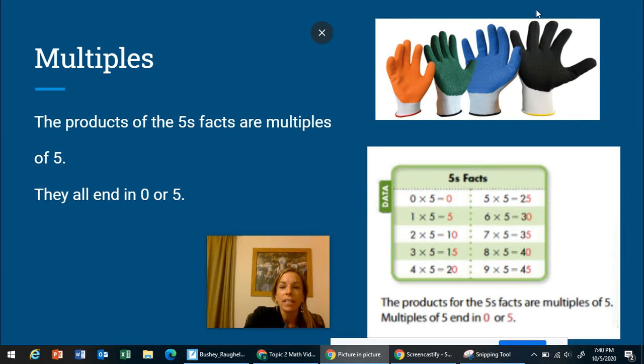So for example, look at these gloves here. If somebody asked me, well, how many fingers do you have in all on those gloves? You could count them up individually. 1, 2, 3, 4, 5, but that is not an efficient way to solve math. So a faster way would be to count by 5s. Look at those groups of gloves right there. 5, 10, 15, 20. I have 20 fingers on the gloves.